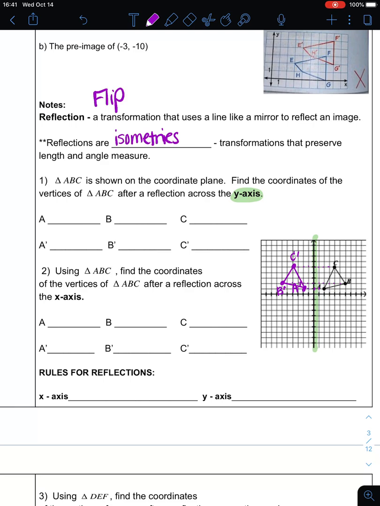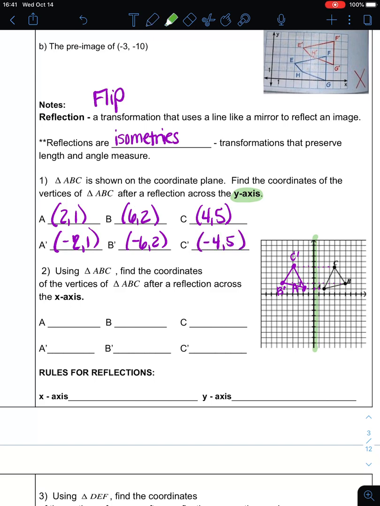So let's look at our points. A is at 2, 1. B is at 6, 2. And C is at 4, 5. If we look at the coordinates for our image, A prime is at -2, 1, B prime is at -6, 2, and C prime is at -4, 5.